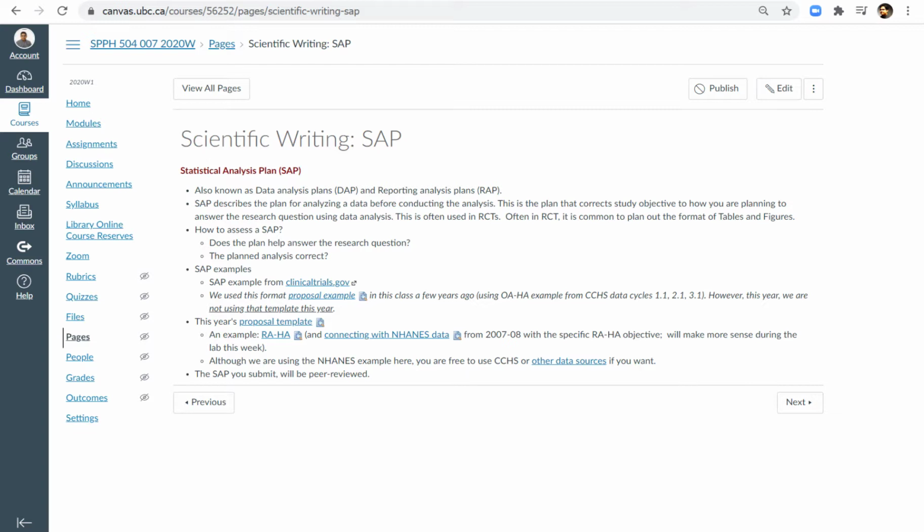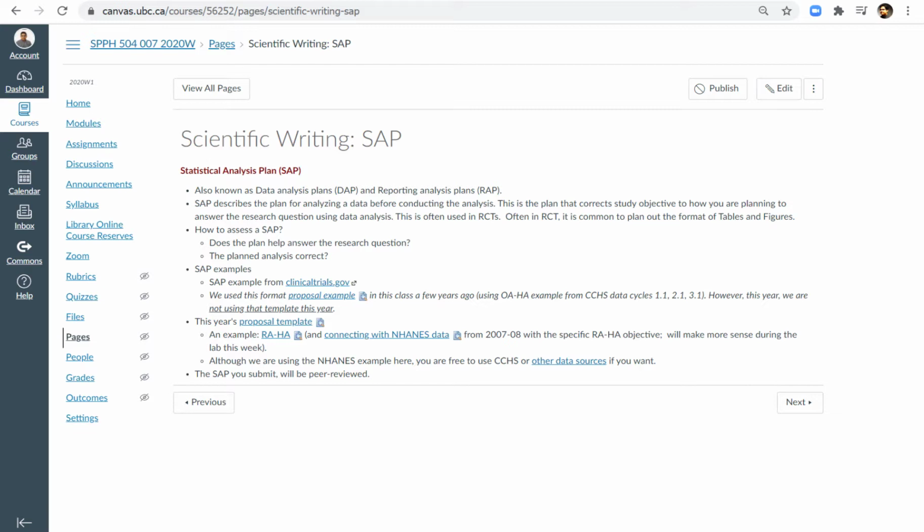Usually it is very common to have a statistical analysis plan for randomized clinical trials, but for the transparency and for the clarity of how you are going to conduct your analysis, it is a very useful tool even for observational studies.